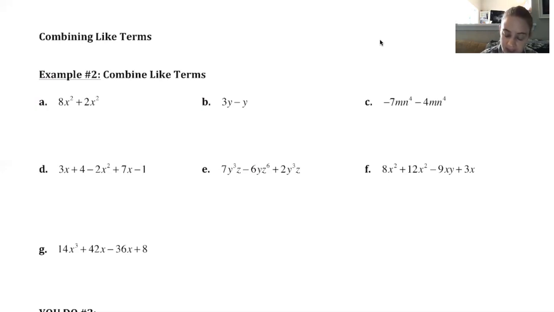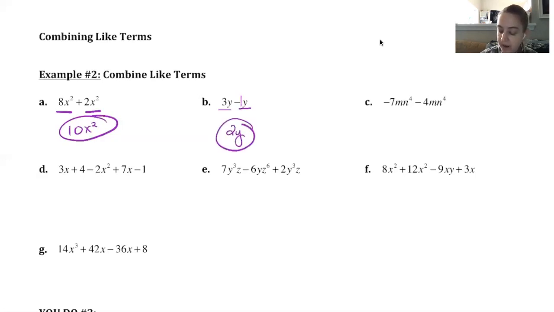So in example A, I have 8x squared and 2x squared. They both have the same variable with the same exponent, so we're allowed to add them. 8 plus 2 gives us 10x squared. Ta-da. In letter B, we have a y term here and a y term here. Now, what number is in front of that second y? It's a -1. So 3 minus 1 gives us 2y. And we're in good shape there.